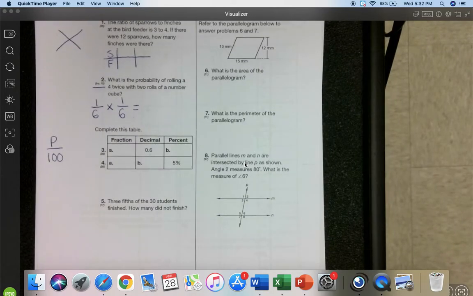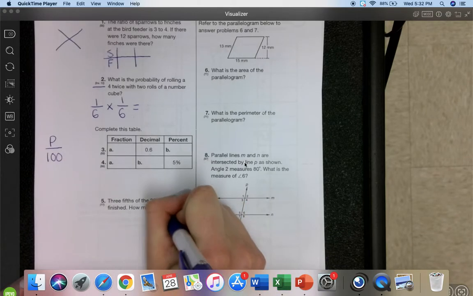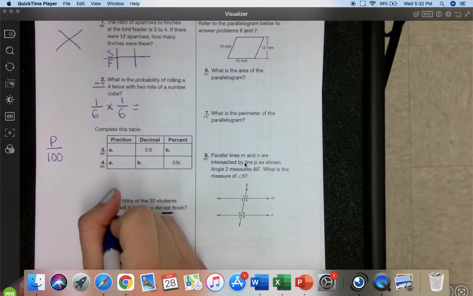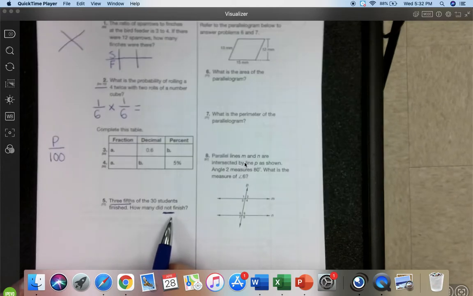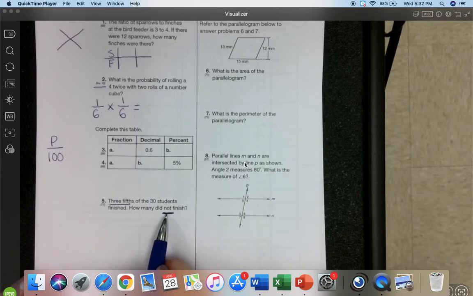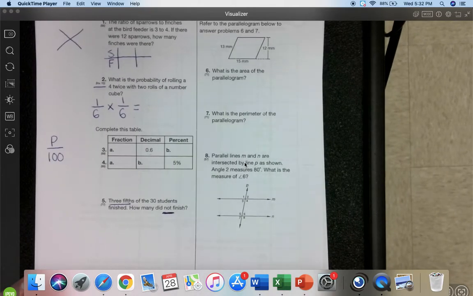3/5 of the 30 students did not finish. How many finished? How many did not finish? So 3/5 finished. Then how many did not finish? That would be 2/5 multiplied by 30. Make sure you're looking at that.